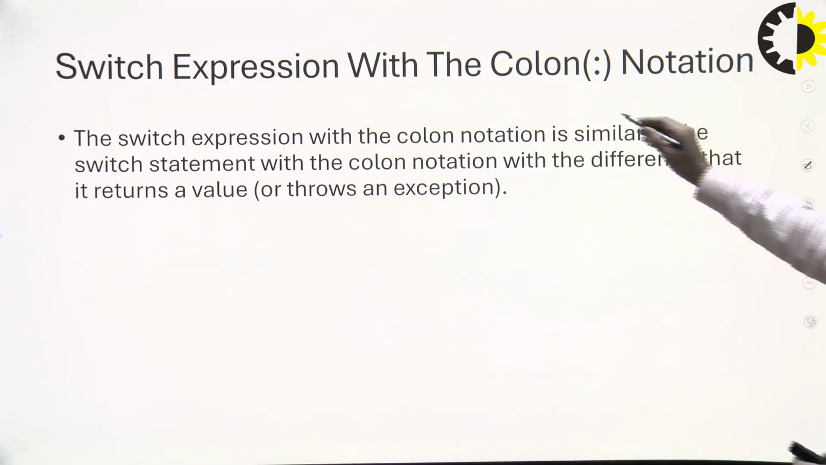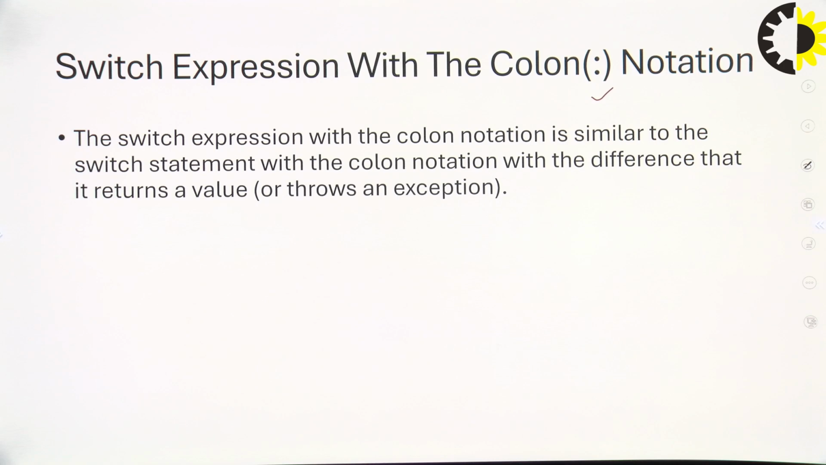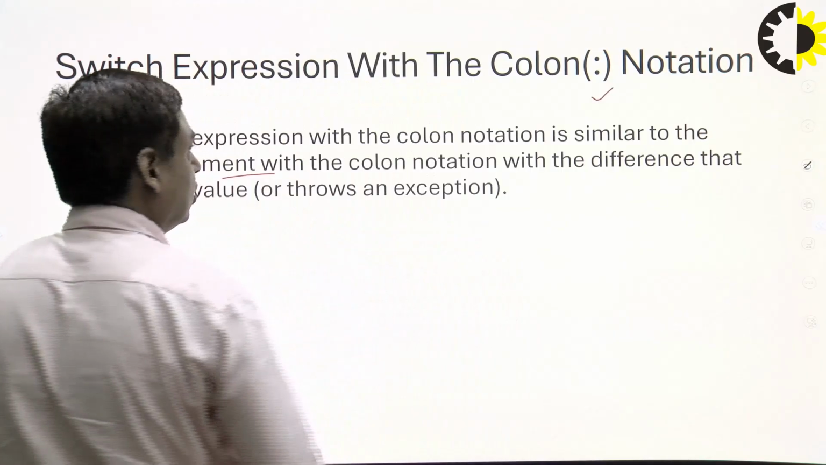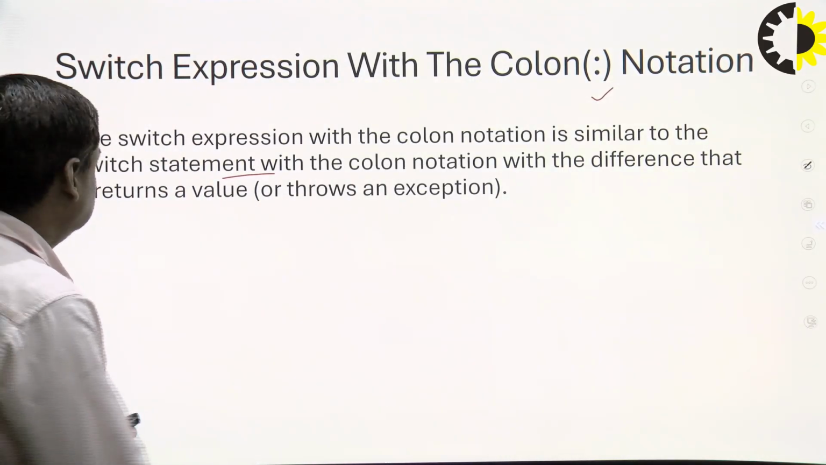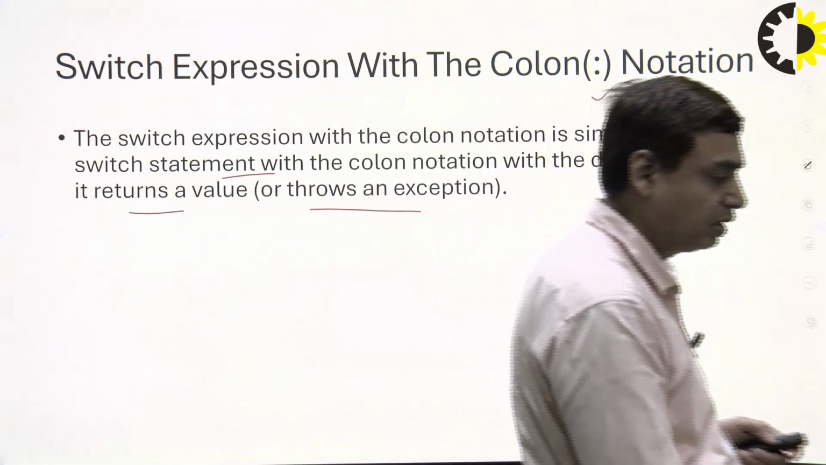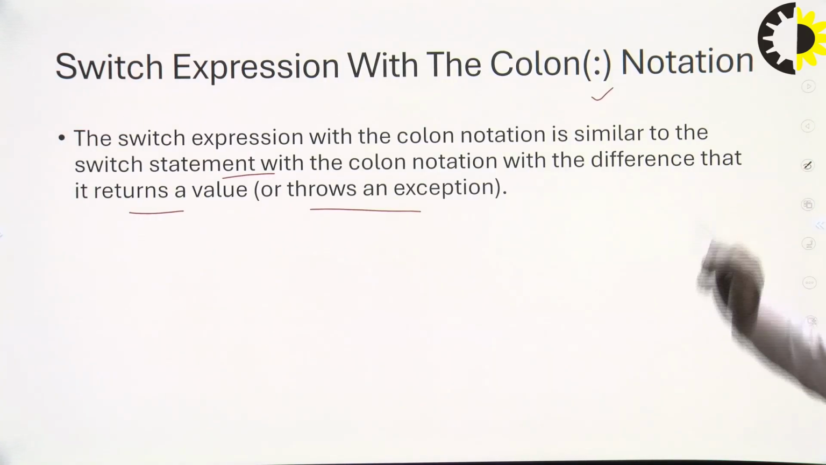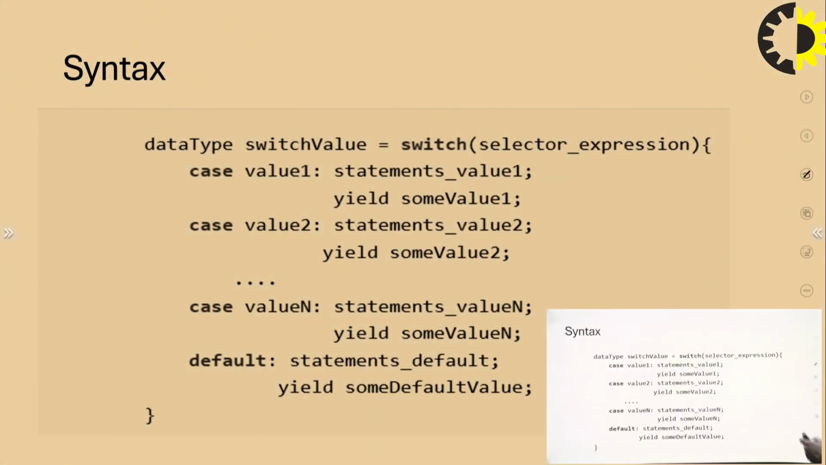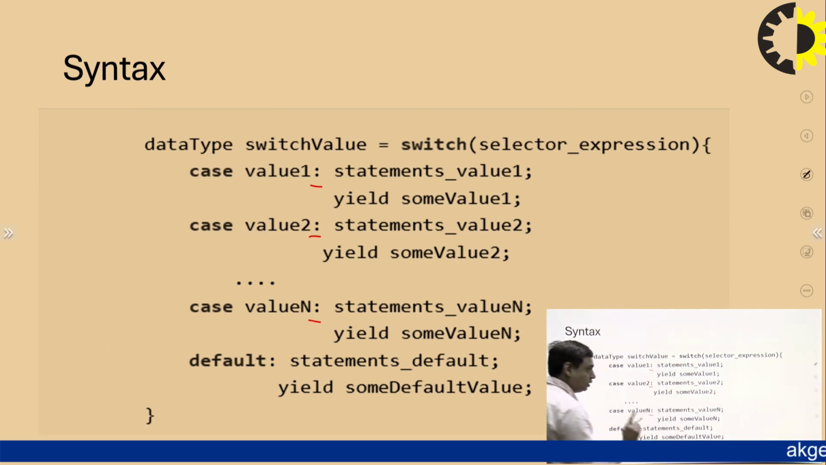The first form is with the help of colon notation. As we discussed, it is similar to the switch statement with colon notation. The only difference is that it will return a value and we can throw an exception. Generally, the traditional switch statement cannot throw an exception, but the switch expression is able to throw an exception if there is any malfunction. This is the syntax of the colon form. Why do we call it the colon form? Because we are using the colon here. So it is the first form of the switch expression.